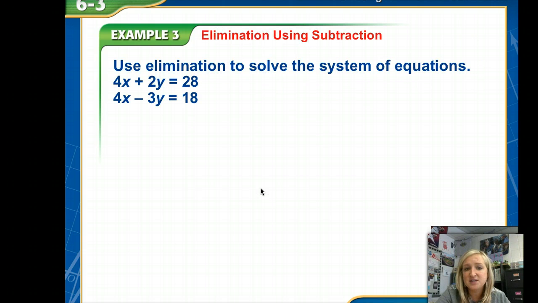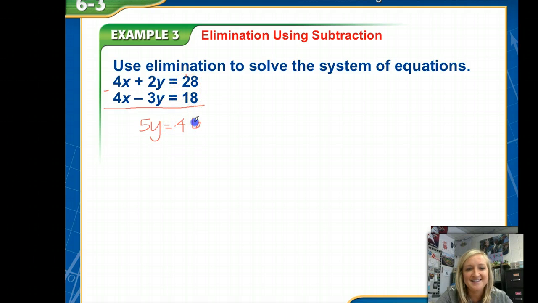All right, example number 3 is no different. We are now using subtraction. So this means when I have two that are exactly the same, in order to eliminate, I am going to have to subtract. So 4x minus 4x eliminates. 2 minus a negative 3y ends up being 5y. Oh, I'm subtracting. I apologize.